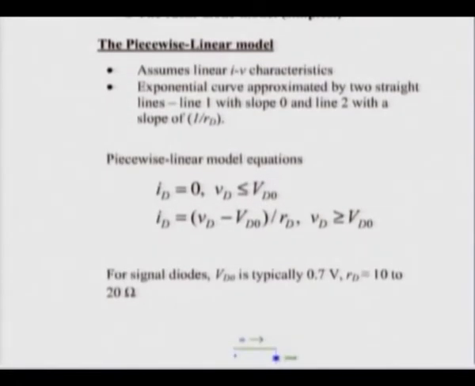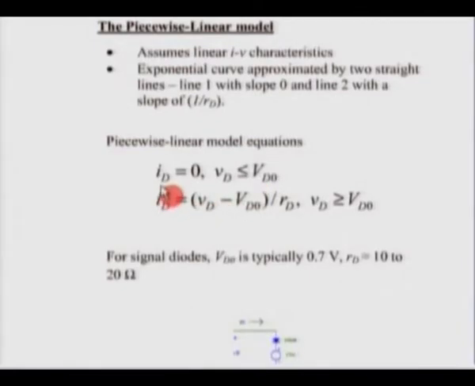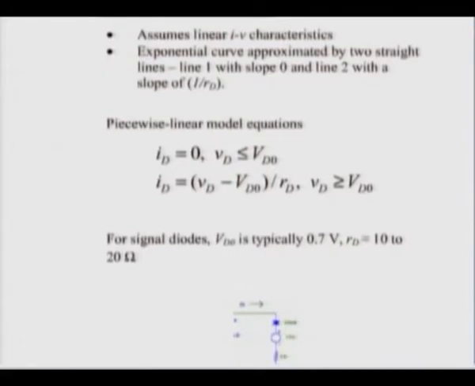So the piecewise linear model equations would be: Id is equal to 0 when Vd is less than Vd0, which is the threshold voltage beyond which you consider it to be conducting, and Id will be (Vd minus Vd0) by Rd, provided Vd is greater than Vd0. So you have these two equations for these two lines. Now for signal diodes, which you typically use in the lab, Vd0 is typically 0.7 volts and Rd would be somewhere between 10 to 20 ohms.